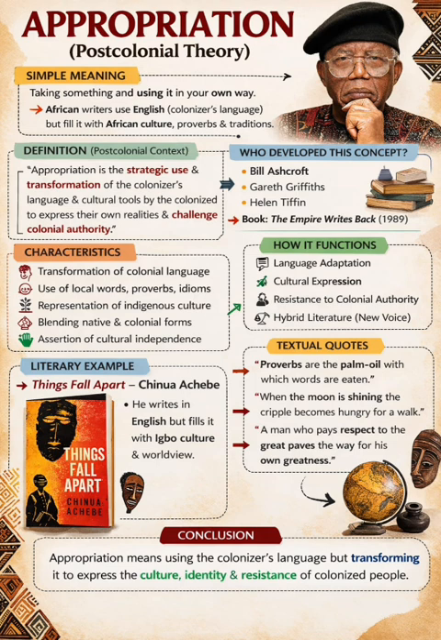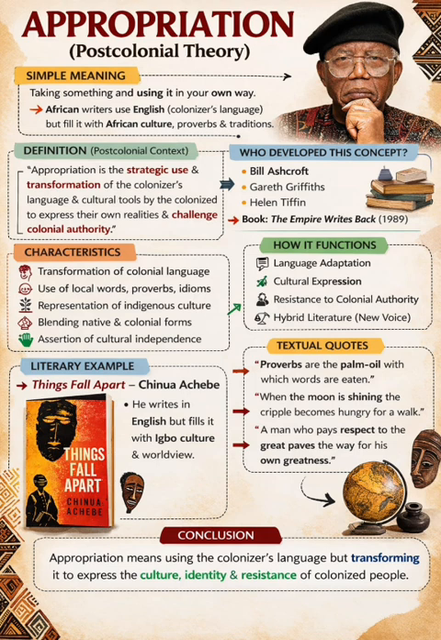Next characteristic is blending native and colonial forms. This creates a new literary voice that belongs neither fully to Britain nor fully to traditional Africa. Next is assertion of cultural independence. It means appropriation becomes resistance. You can say the colonizer gave the language, but the colonized changed its soul. These were the characteristics of appropriation.